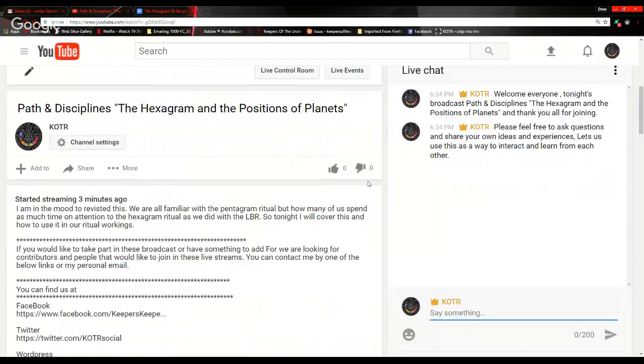It does not need to be in alignment to do this. You can wait to work on that later. The important part is the repetition, as we did. One of the first things we learned with the LBRP, the Lesser Banishing Ritual of the Pentagram, is just that: repetition. Keep doing it until it's blazed. We need to put the same focus, I believe, in the hexagram ritual as well.